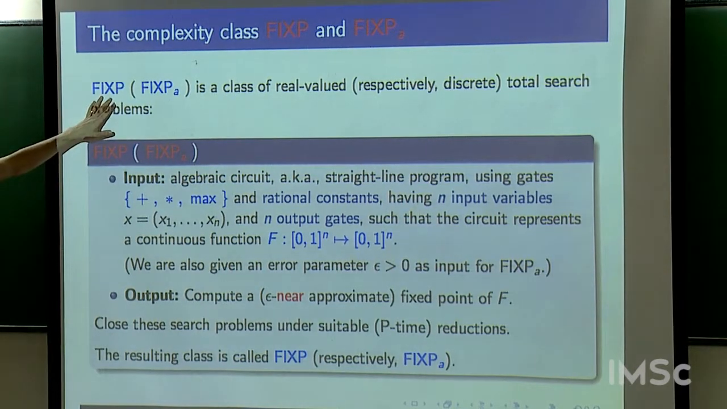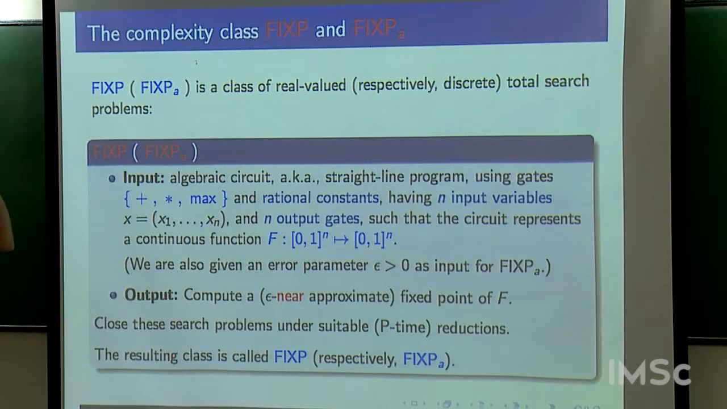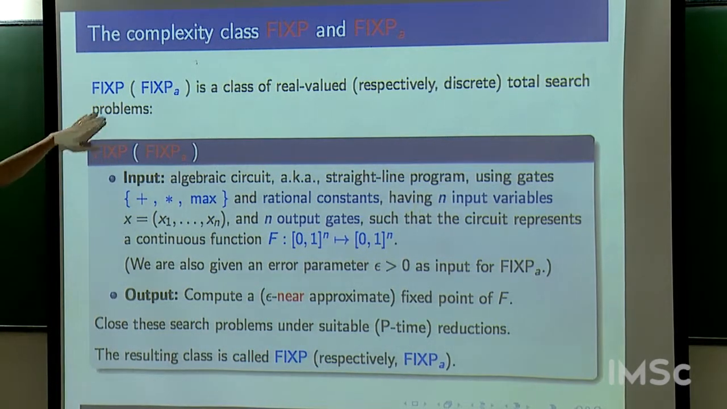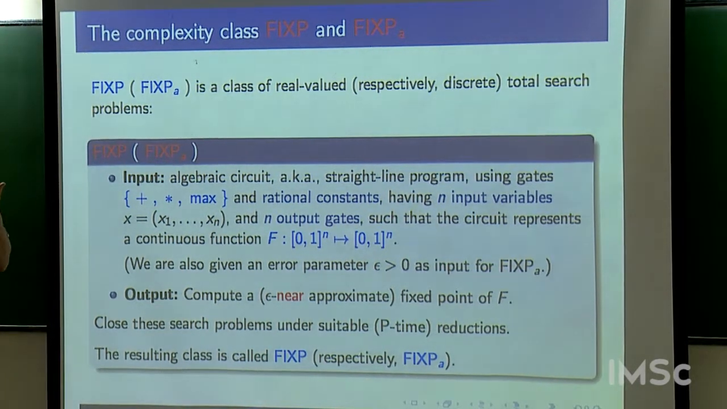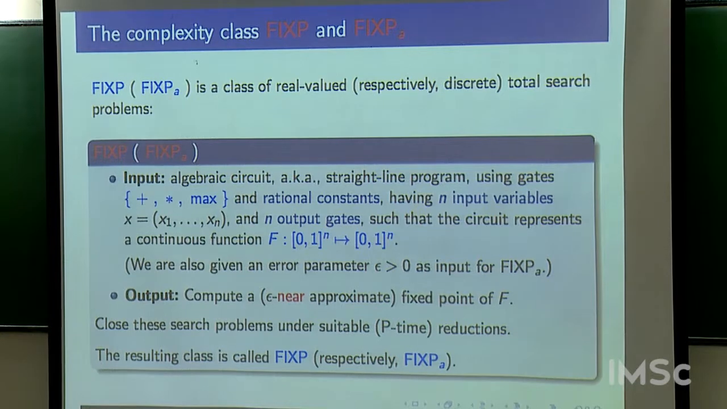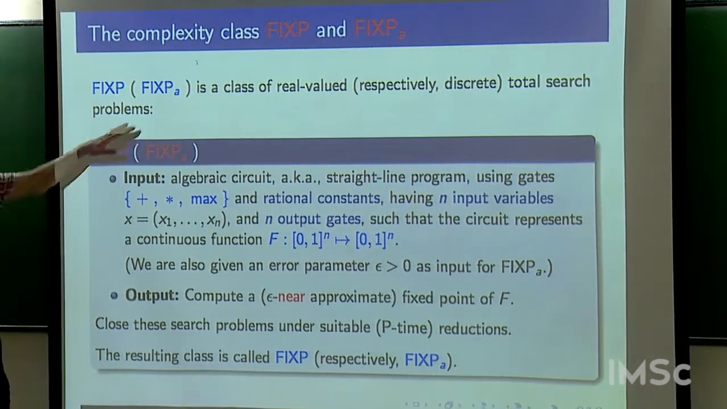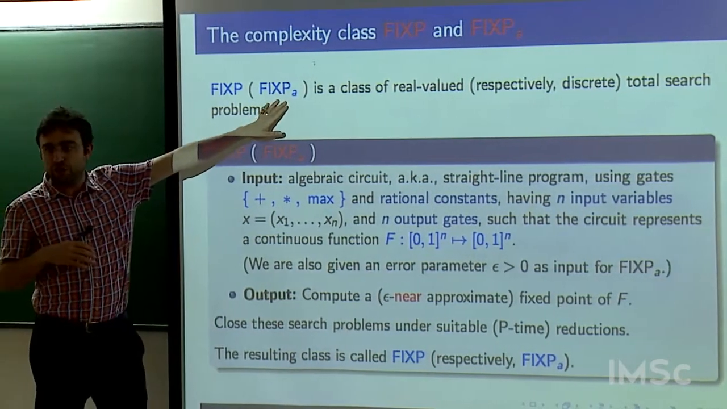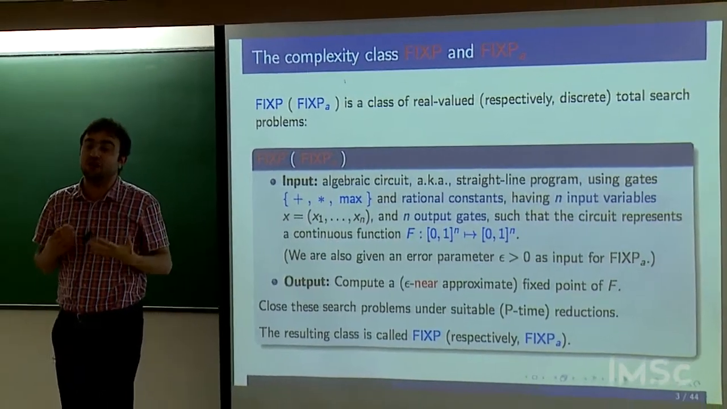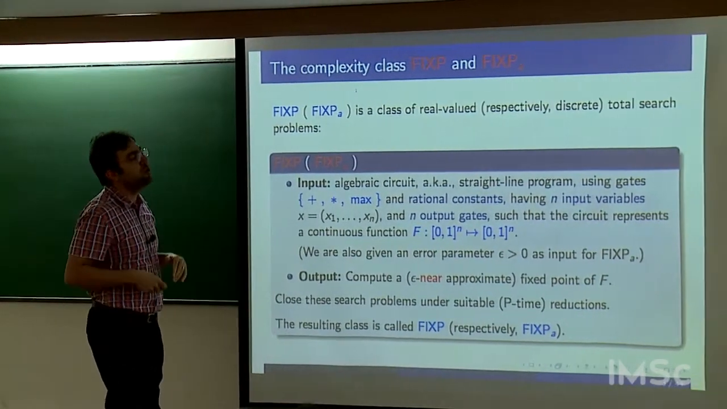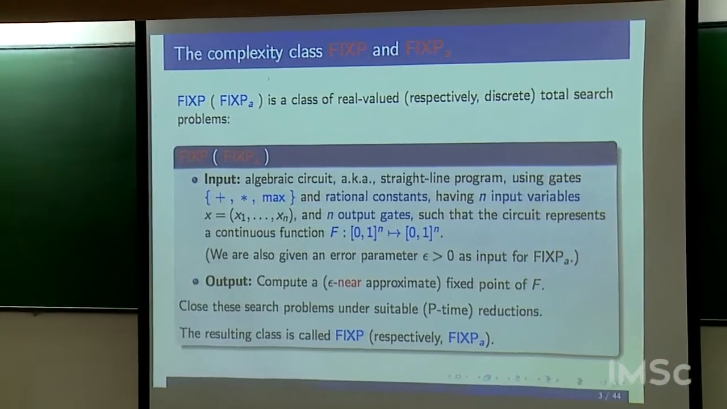One is a real valued class, which is not residing in the standard models of computation that we might think about, although you can think about it in terms of Blum-Shub-Smale type models. FIXP is a class of real valued total search problems, and FIXP sub A, the approximate version of FIXP, is a class of discrete total search problems.